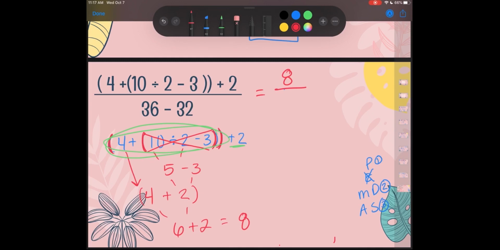So now I have 8 over whatever 36 minus 32 is. Well, 36 minus 32 is 4, right? So now I have 8 over 4. But remember, this line was dividing. So it's really 8 divided by 4. Well, what's 8 divided by 4? 8 divided by 4 is 2. So my final answer is going to be equal to 2.